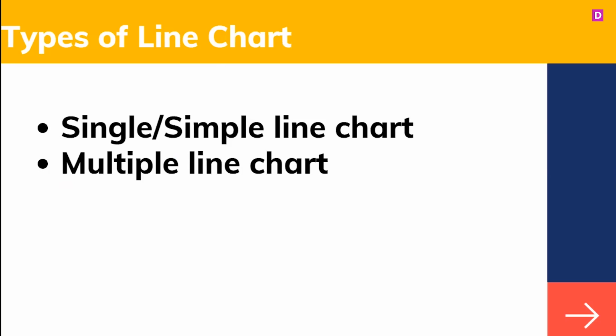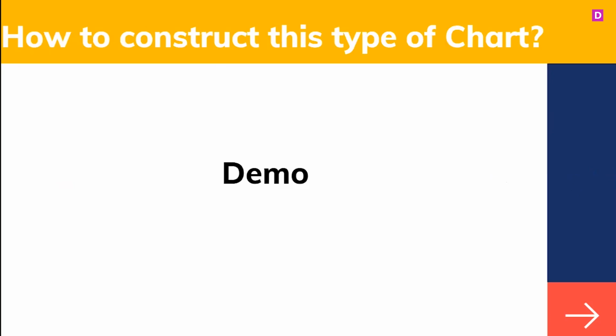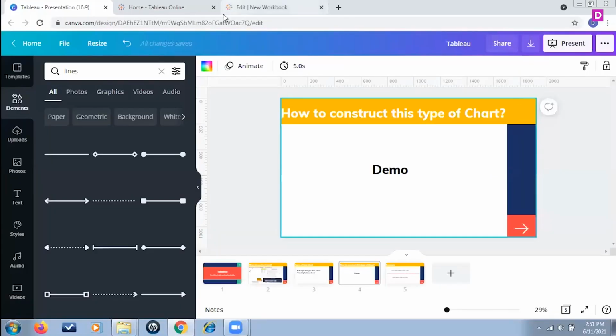One is your single or simple line chart. And the other one is your multiple line chart. So now we need to understand how we can do these two things in our Tableau. So let's get inside our Tableau environment just to understand how we can construct your line chart.